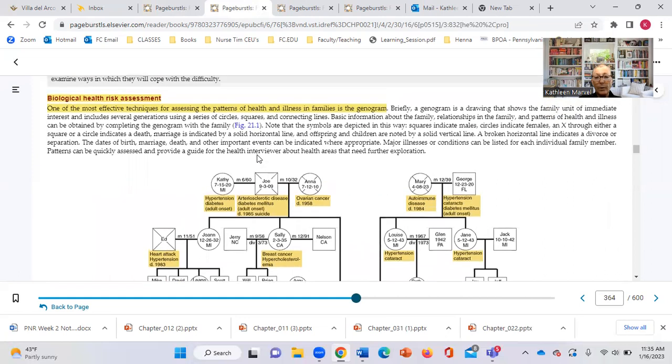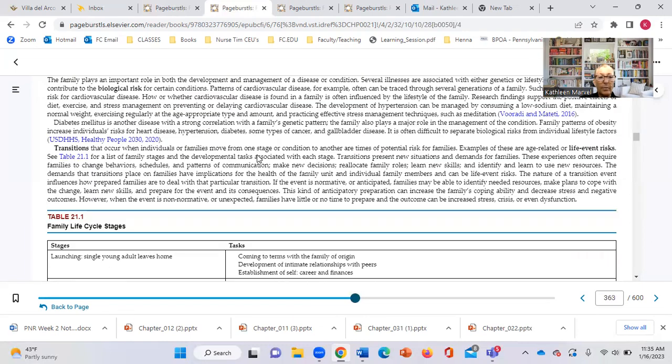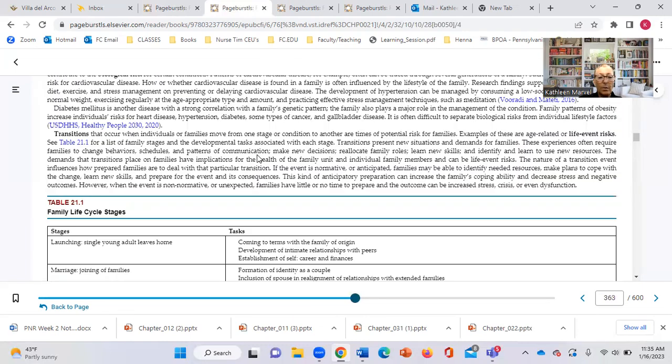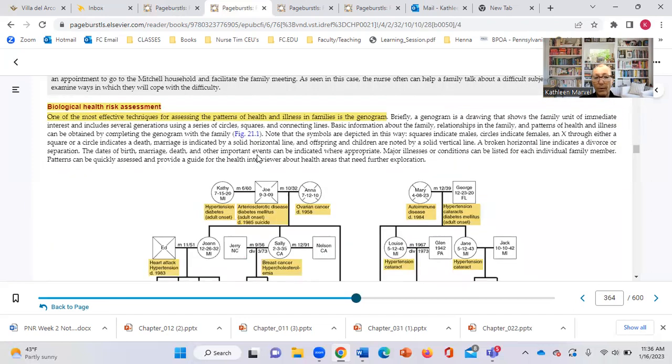One of the ways we do family assessments is with genograms. We talk about genograms and ecomaps. We assess the family in three different ways. The first is biological, the second is environmental, and the third is behavioral.